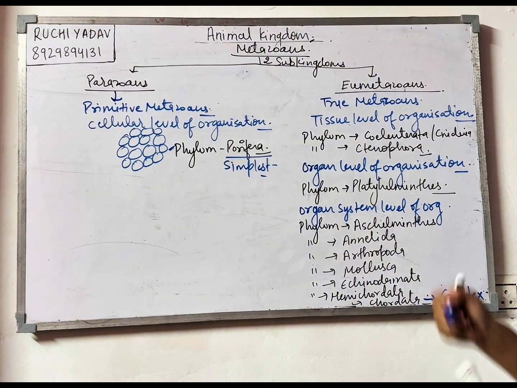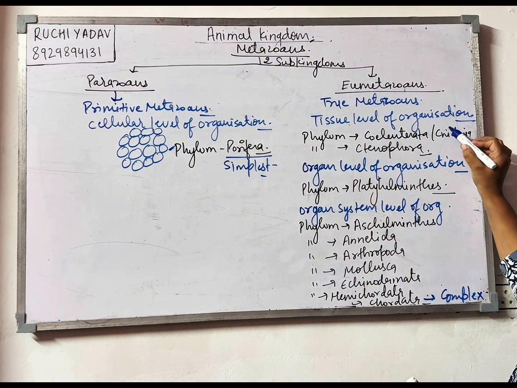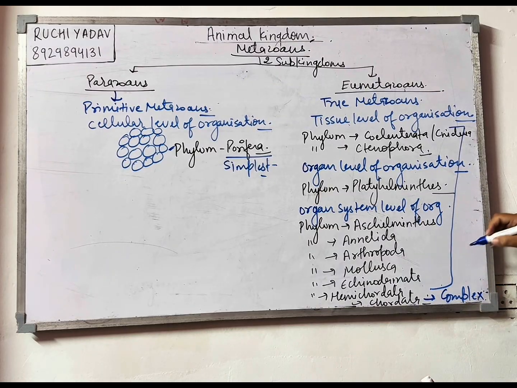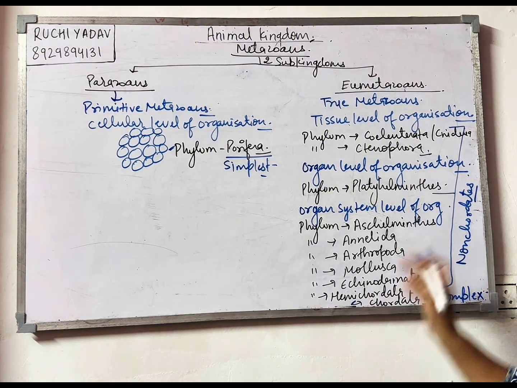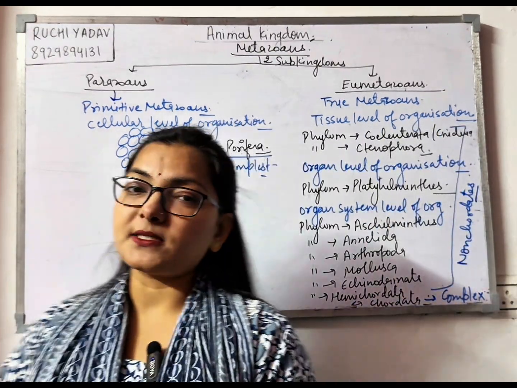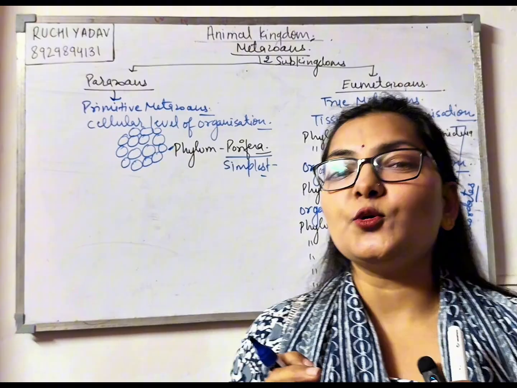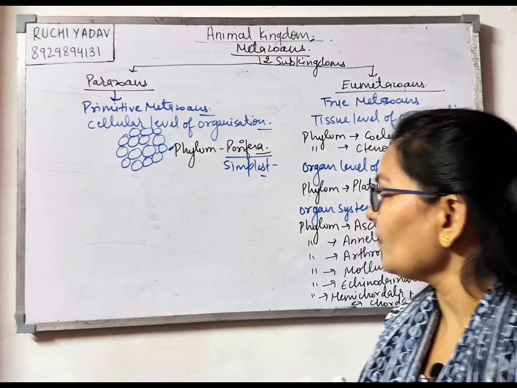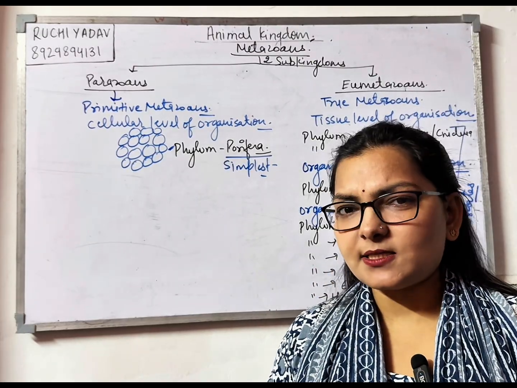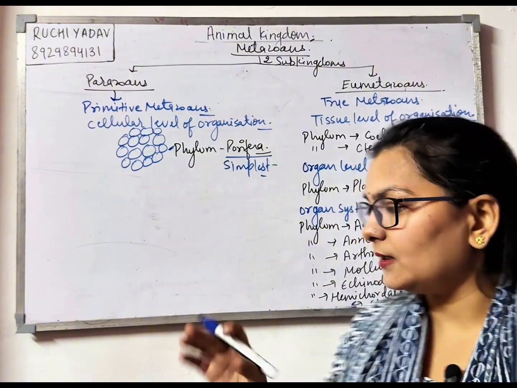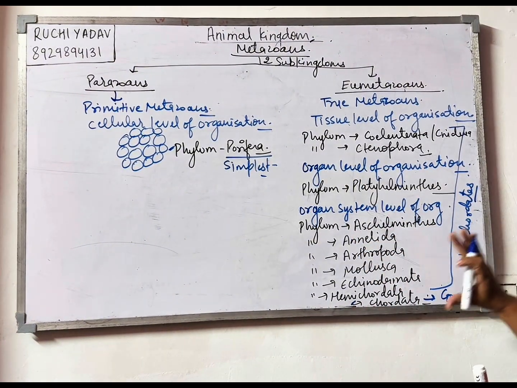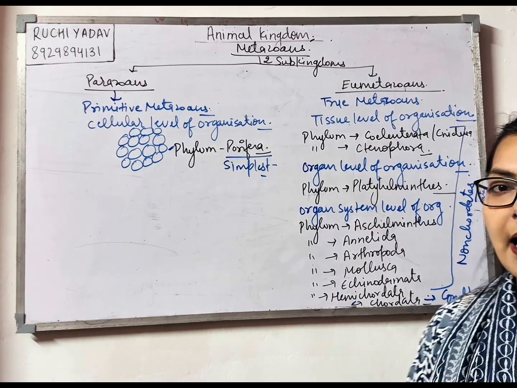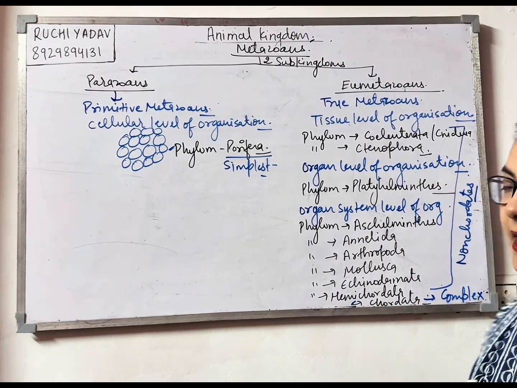Now, starting from Porifera, then Coelenterata, up till Hemichordata, they are known as non-chordates, whereas the last phylum we have is Chordata. Non-chordates are those which do not possess a notochord. Now, what is this notochord? Basically, notochord is a rod-like structure which is found in the early embryological stage, right? Then there are certain organisms which possess this notochord for their lifetime also. In the chordates, this notochord is there, whereas non-chordates do not have this notochord. That is why they are also considered non-chordates.